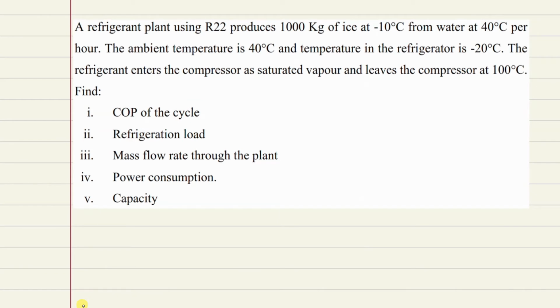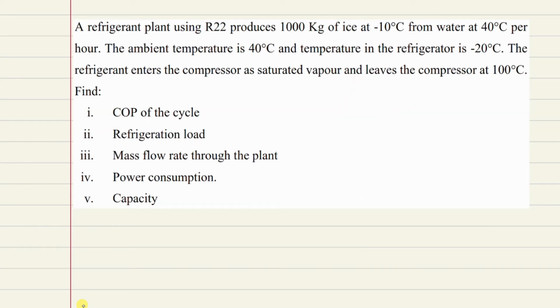Okay, a refrigerant plant using R22 produces 1000 kg of ice at minus 10 degrees Celsius from water at 40 degrees Celsius. So water is at 40, from there that water is converted to ice at minus 10. So what is the use of this data? From here we can calculate Q dot A.